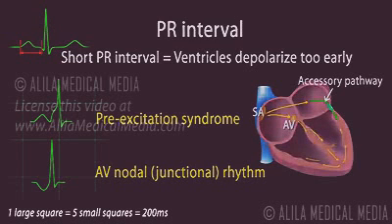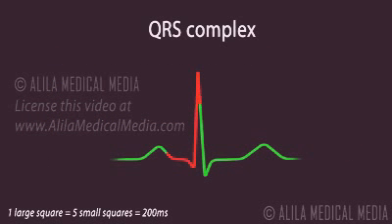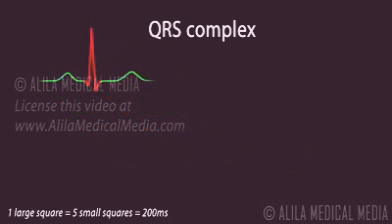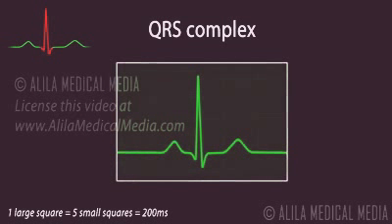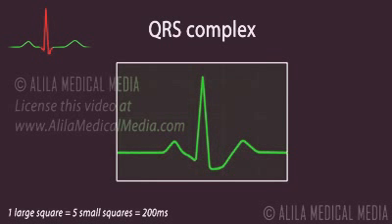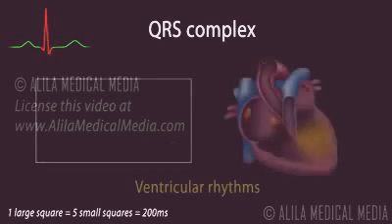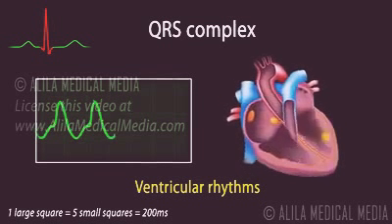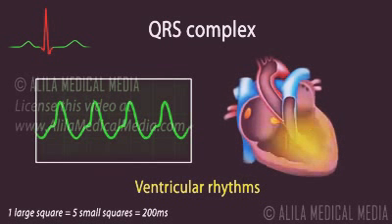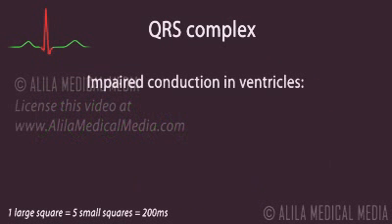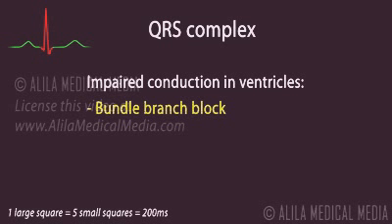The QRS complex represents depolarization of the ventricles. A normal QRS complex is narrow, between 70 and 100 milliseconds. A wider QRS complex, resulting from an abnormally slow ventricular depolarization, may be caused by a ventricular rhythm, rhythms originated from ectopic sites in the ventricles, or an impaired conduction within the ventricles in conditions such as bundle branch block, hyperkalemia or sodium channel blockade.